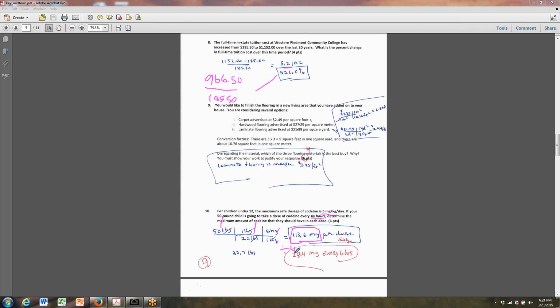A lot of you divide by 6. No, you don't want to divide by 6. If you divide by 6, you're taking it every 4 hours, not every 6 hours. So you want to divide by 4 because there are 4 6-hour blocks in a day.